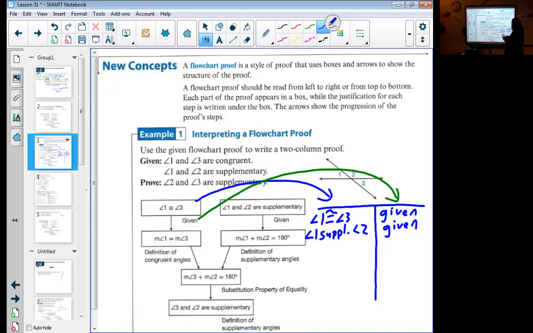Now we have measure of angle 1 is equal to the measure of angle 3. Well, the reason we know that is because it's the definition of congruent angles. We already have the justifications written out for us. It is the definition of congruent angles. We also know that measure of angle 1 plus measure of angle 2 is equal to 180. And that is the definition of supplementary angles.